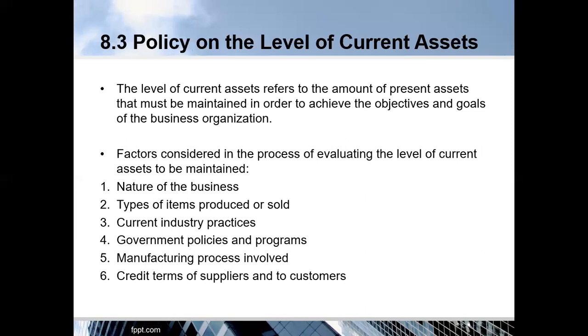Okay, so under the policy of the level of the current asset, the level of the current asset refers to the amount of present assets that must be maintained in order to achieve the objective and goals of the business organization. So factors considered in evaluating the level of current asset to be maintained: first, the nature of the business, the types of items produced or sold, current industry practices, government policies and programs, manufacturing process involved, and credit terms of suppliers and to customers.